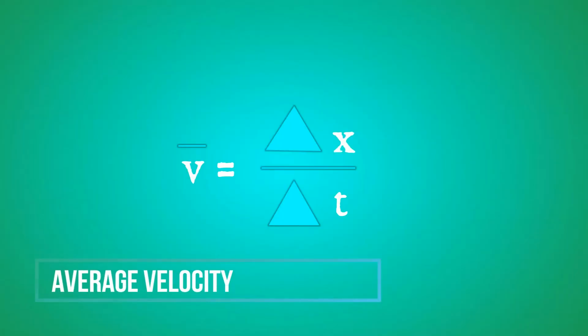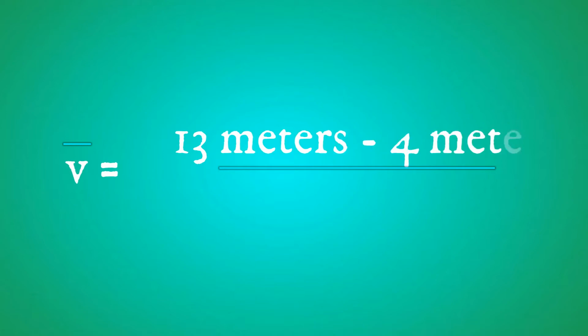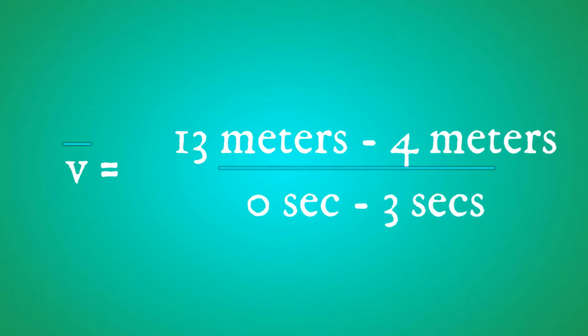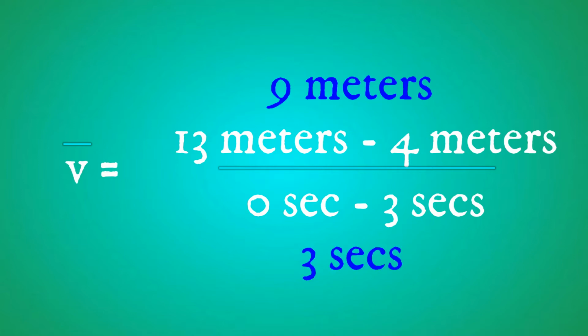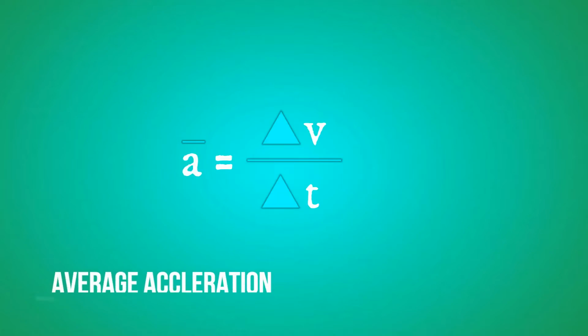The equation we use to find the average velocity is the change in position over the change in time. Based on the third example, if we are going to find the change in time, we just subtract its final value and its starting value. So 13 meters minus 4 meters, 9 meters is your change in position, divided by 0 seconds minus 3 seconds, or 3 seconds. 3 meters per second is your average velocity. In average acceleration, the equation is the change in velocity over the change in time.